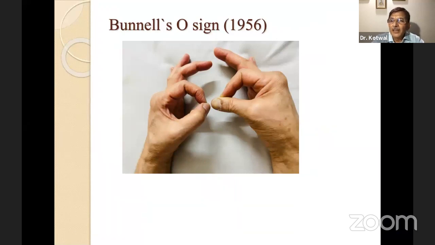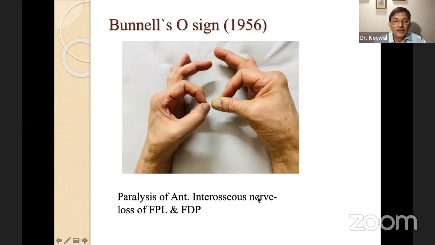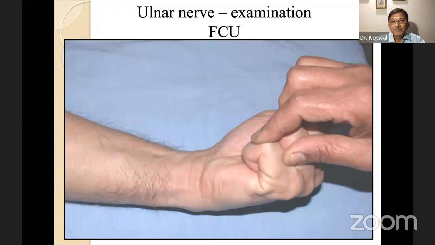This is Bunnell's O sign. The patient is asked to make an O on both sides, and he is able to do it on the normal side, whereas on the affected side, he is not able to make this O. This is because of the paralysis of the anterior interosseous nerve, which is a branch of the median nerve given in the forearm. This leads to loss of the FPL and FDP, so the patient is not able to make an O. So this is called Bunnell's O sign.